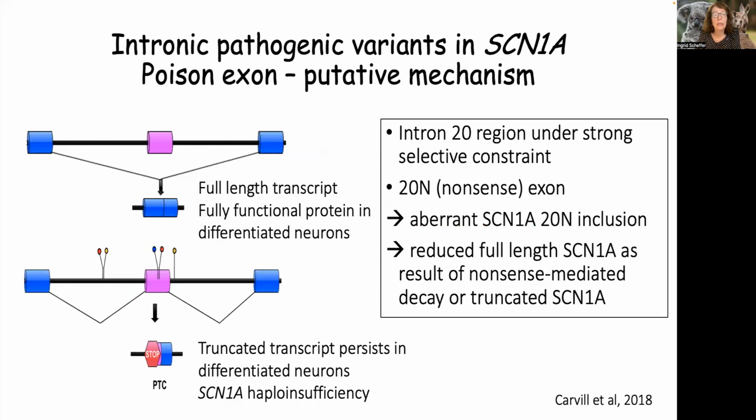And one of the things that we found with Gemma Carville some years ago is that with intronic sequencing, she found this very small poison exon. And we found 5 individuals with mutations in the region of this poison exon, suggesting that if you have a mutation here, you actually end up with aberrant SCN1A inclusion of intron 20N, and this produces a truncated protein, which results in SCN1A haploinsufficiency and Dravet syndrome. But this was a tiny exon that was missed until the days of genome sequencing.